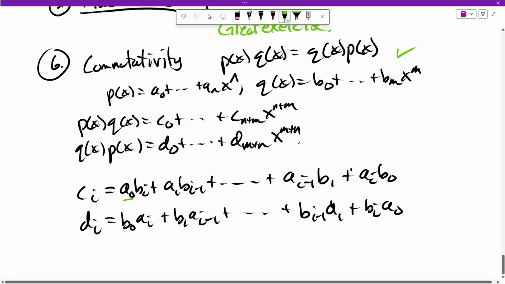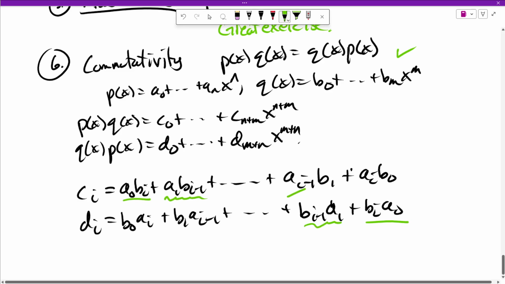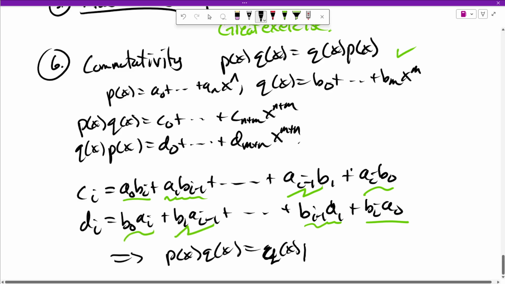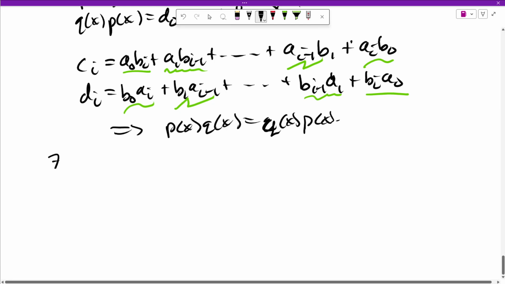Now if we look, that term matches that term because multiplication in Z is commutative. So we're using commutativity of multiplication in Z right now. That term matches that term. That term matches that term. That term matches that term. So actually all of the coefficients of these polynomials are the same. So this tells us then that P times Q is Q times P. Great. Now that's commutativity. Great. And now 7 was identity.